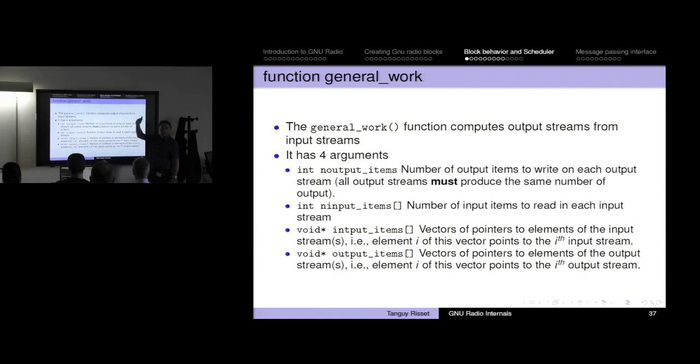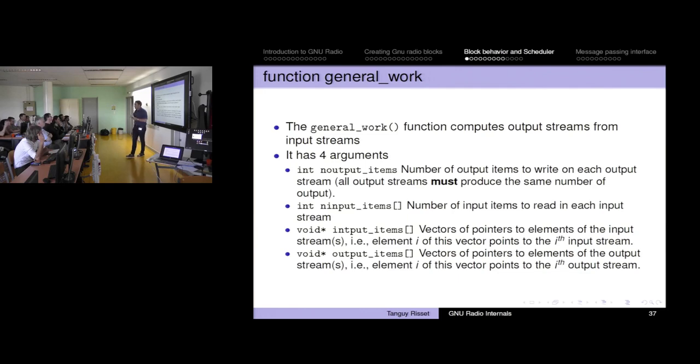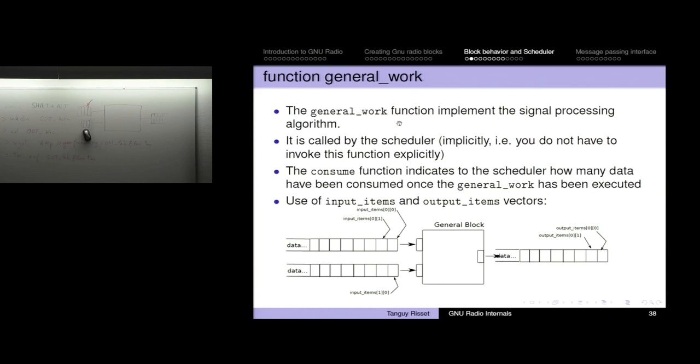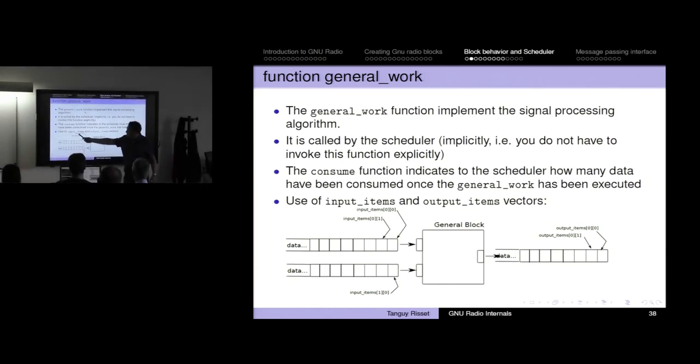So why is it a vector? Because we can have several input streams. And why is it a pointer? Because it's a pointer to the first element of the input stream. This is why we access it with this syntax: input_items[0][0] is the first element of the first input stream. input_items[1][0] is the first element of the second stream. input_items[0][1] is the second element of the first input stream. Is that okay for everybody?